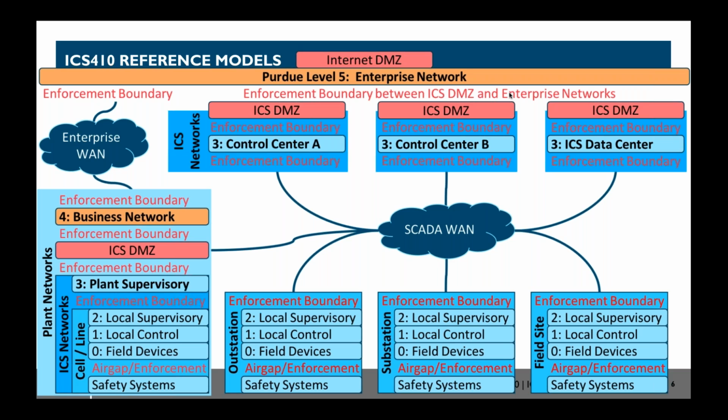But in the SCADA network, we usually have external sites that are all feeding information back into the SCADA WAN and then back up to our control centers. So this diagram tries to demonstrate that.